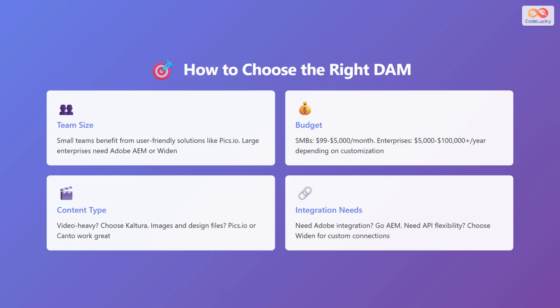Third, think about your content type. If you work primarily with videos, Kaltura is excellent. For images and design files, Pix.io or Canto work great. Finally, consider your integration needs. If you use Adobe tools extensively, go with Adobe Experience Manager. If you need flexible APIs for custom connections, Widen is your best bet.